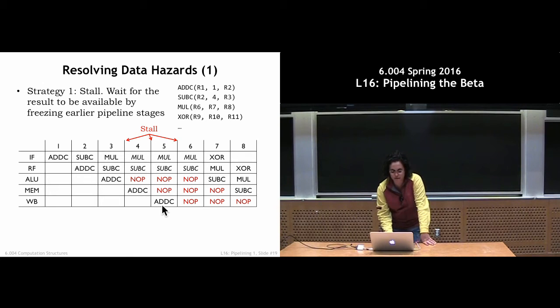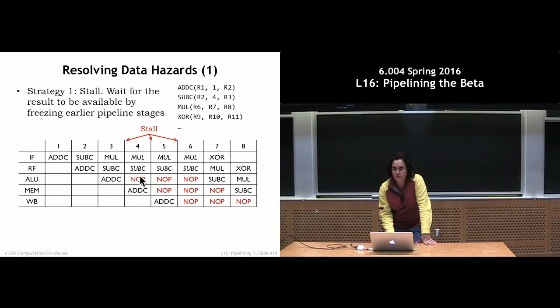So what I need to do in that situation is introduce a stall. And what does it mean to stall? It means that the instruction stays in my RF stage, and all instructions before it also stay in their current stage. So the multiply here is going to remain in the IF stage for multiple cycles. The sub C is going to remain in the RF stage for multiple cycles. And what happens to these holes in the middle? Another term for these is bubbles. They're bubbles in our pipeline.